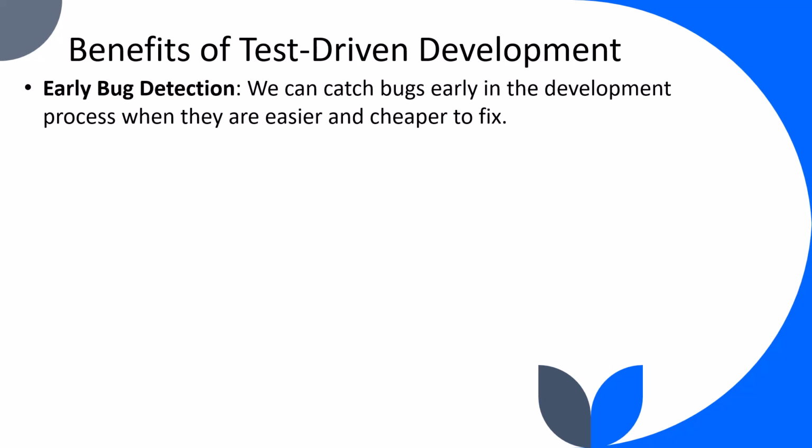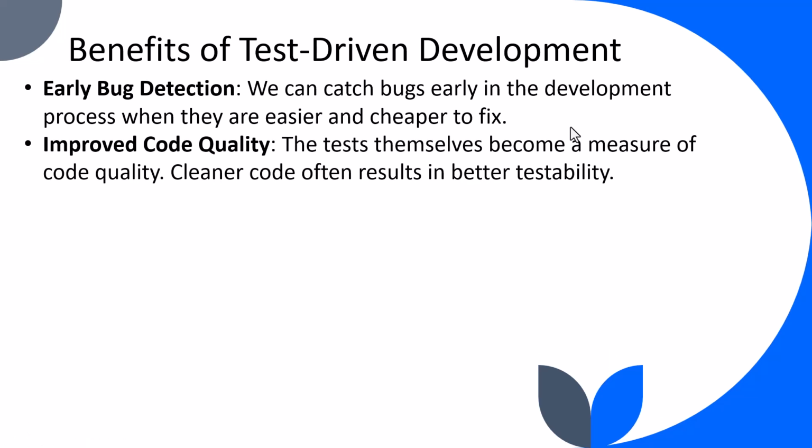So what are the benefits of test-driven development? First is we can catch bugs early in the development process when they are easier and cheaper to fix. So early bug detection is the first example of benefit. And then we have got improved code quality. The tests themselves become a measure of code quality. Cleaner code often results in better testability.